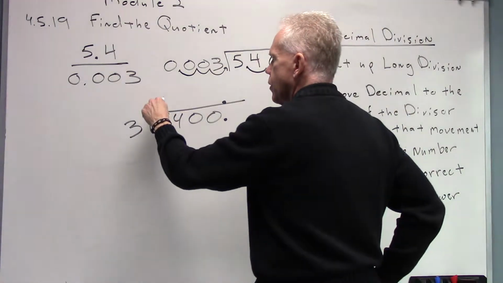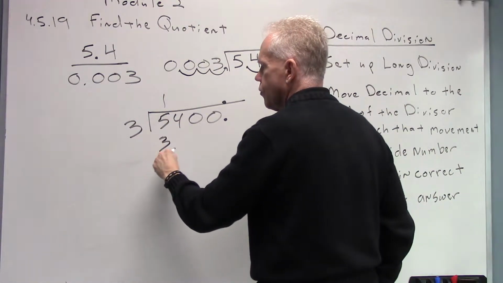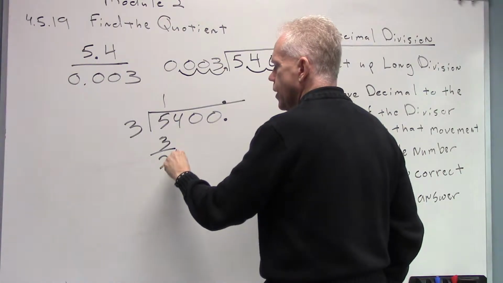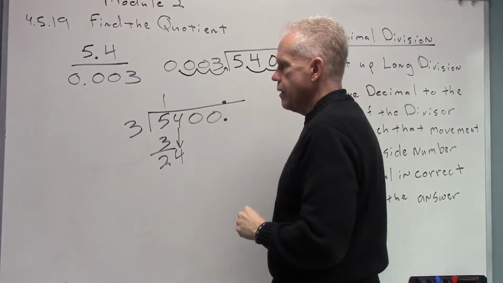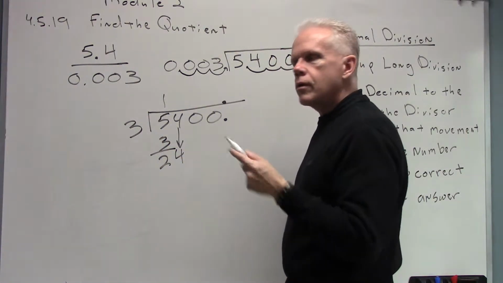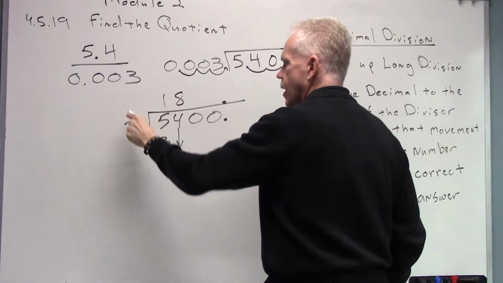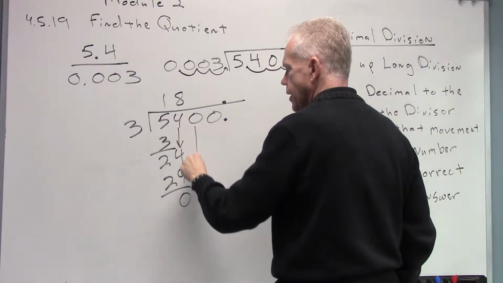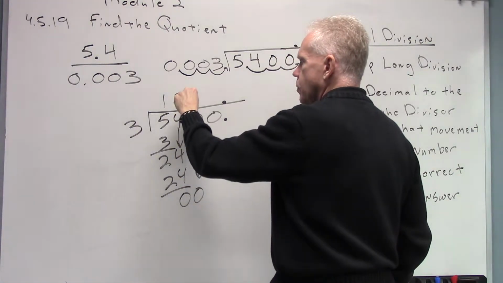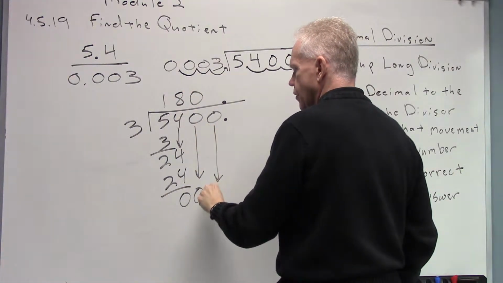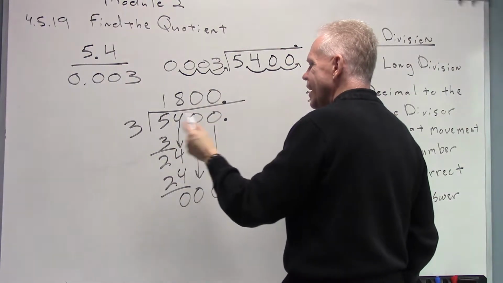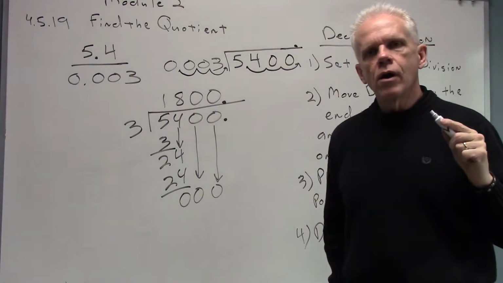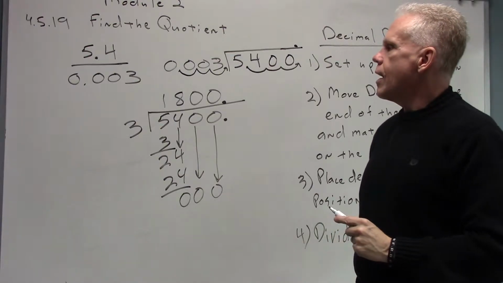3 into 5 goes 1 time. 1 times 3, of course, is 3. Subtract, we get 2. Bring down that 4. 3 into 24, you got it. 8 times 3 is 24. Subtract, we get a 0. We'll bring down that next 0. Put a 0 up here. Bring down that next 0. Put a 0 up here. And at that point, we are completed with this problem.